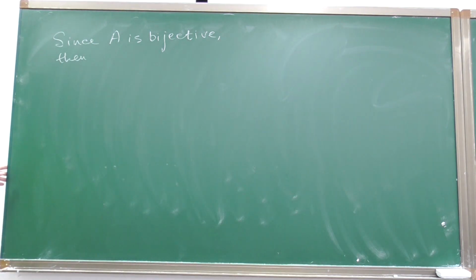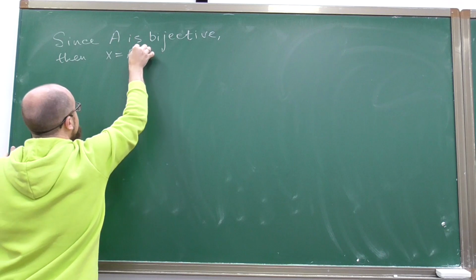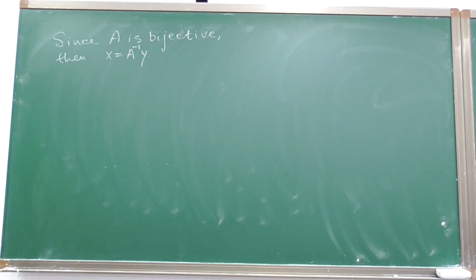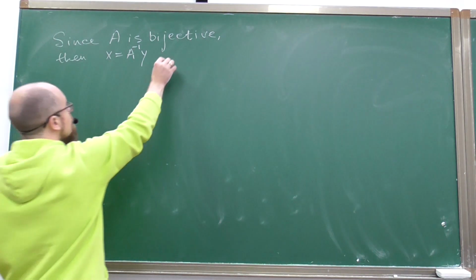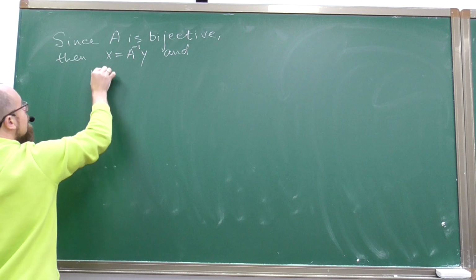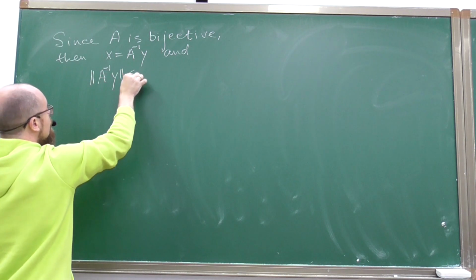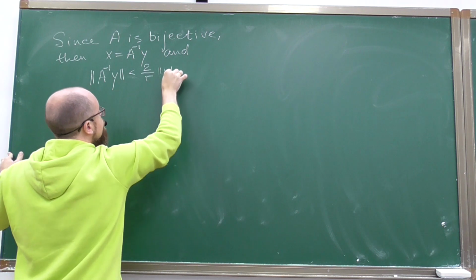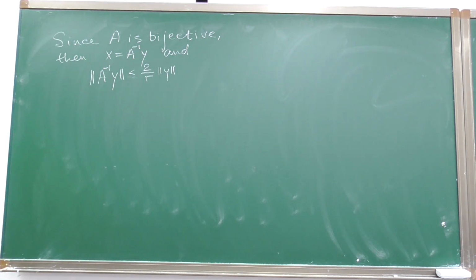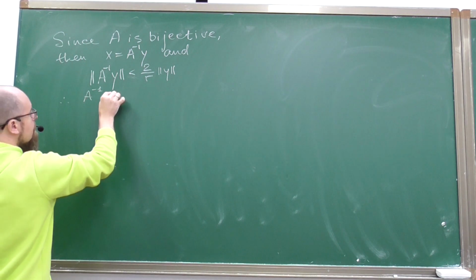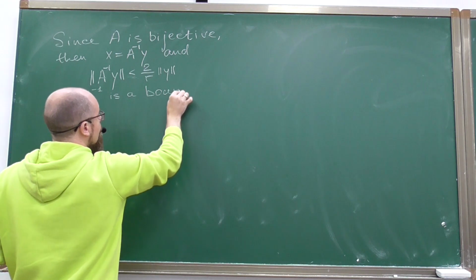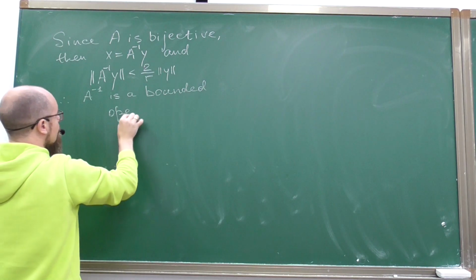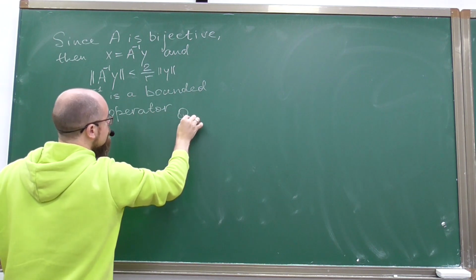But since A is a bijection, this equation has a unique solution. Then x equals A inverse of y. And so if we substitute this expression for x into that last inequality, we get that the norm of A inverse of y is strictly less than 2 over r times the norm of y, which means that A inverse is a bounded operator. And we're done.